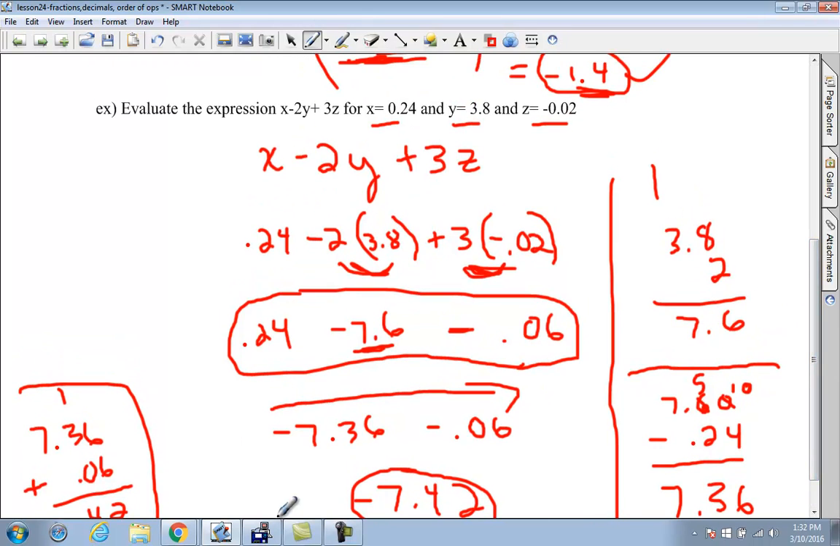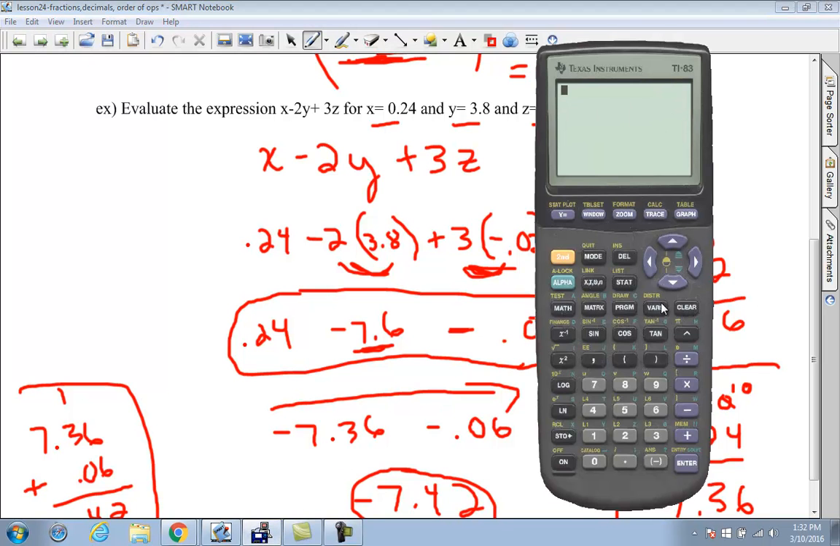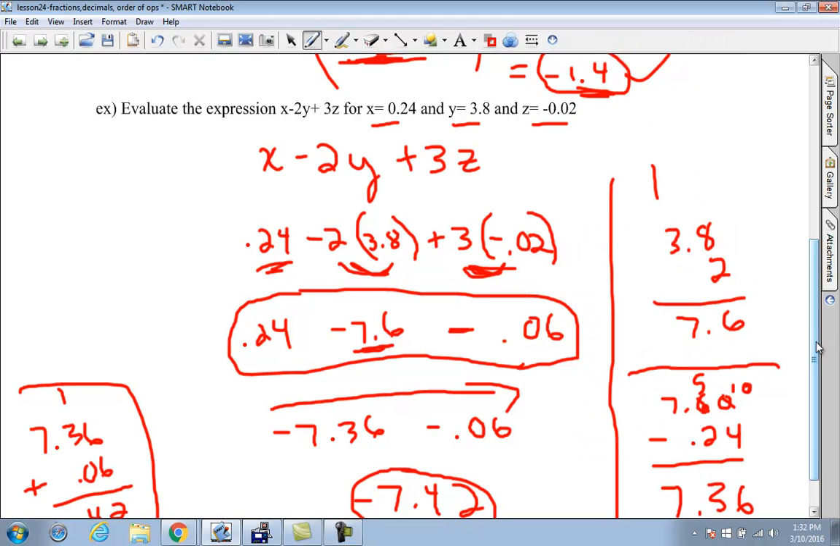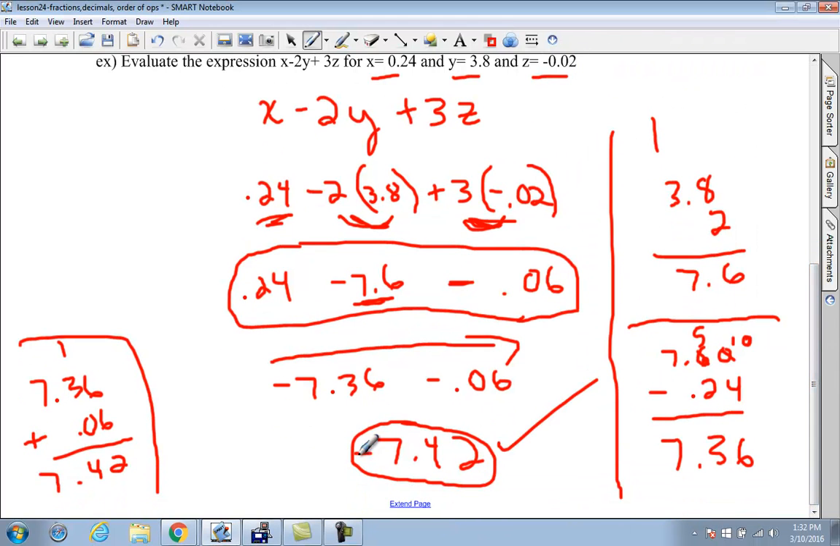But again, just to track it, I would go up to the original. So I would do 0.24 when we first had those input. So I'd do 0.24 minus, and then I would just key that in, 2 times 3.8. I'd key it all in. And then plus, paren, 3 times, what was it, negative 0.02. Just to check. And I'm arriving at negative 7.42. And voila, that's what we got.